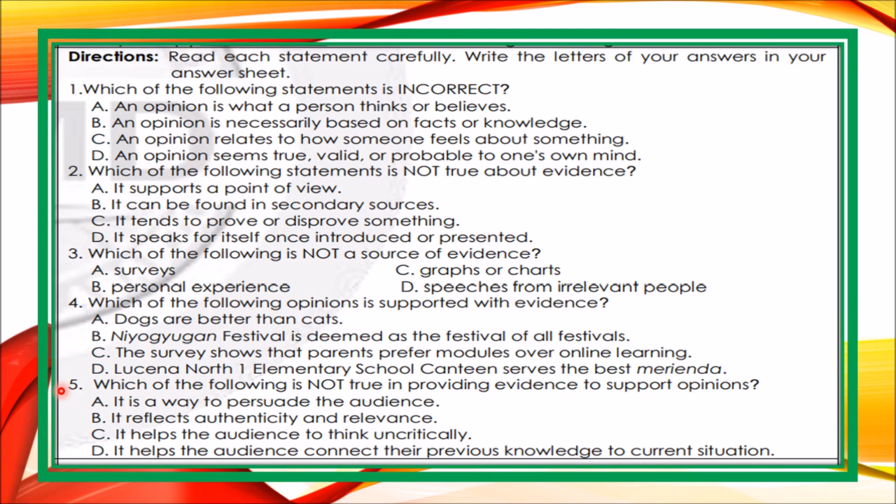Next, number 5. Which of the following is not true in providing evidence to support opinions? A, it is a way to persuade the audience. B, it reflects authenticity and relevance. C, it helps the audience to think critically. And letter D, it helps the audience connect their previous knowledge to the current situation. So you have this part. It's up to you to answer this part. Okay?